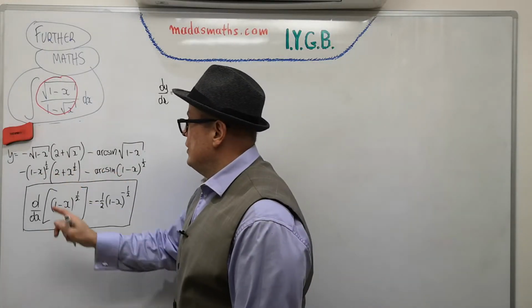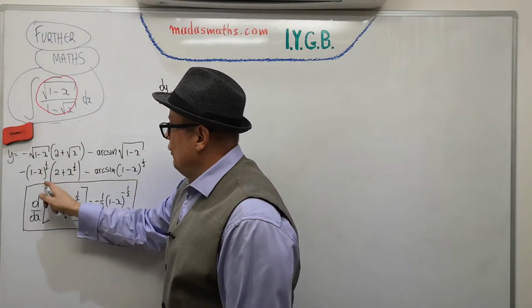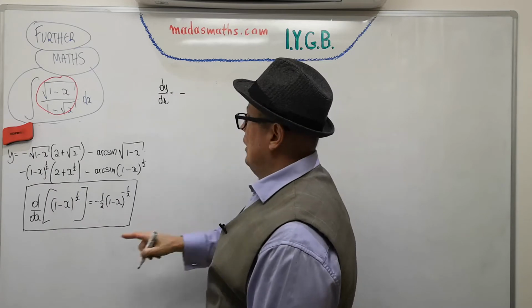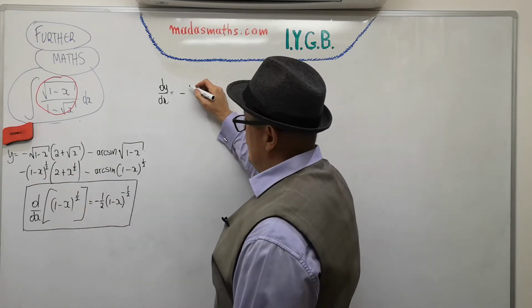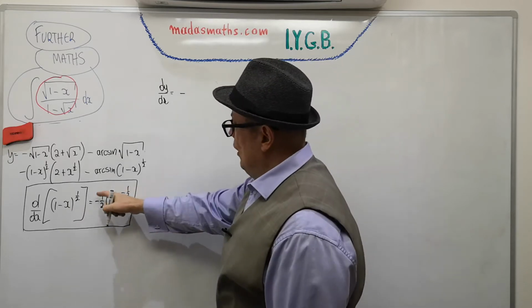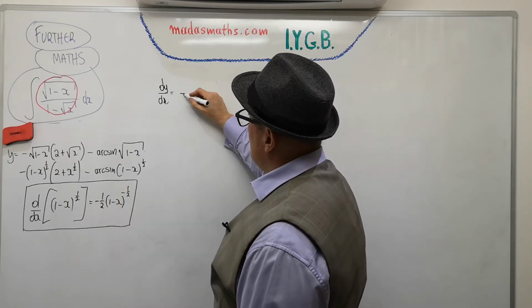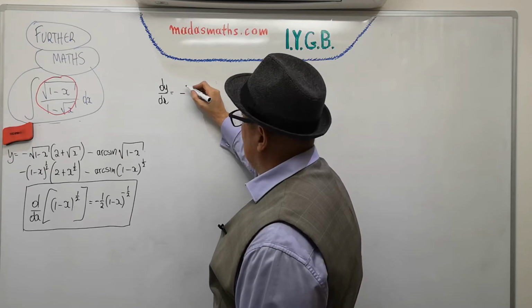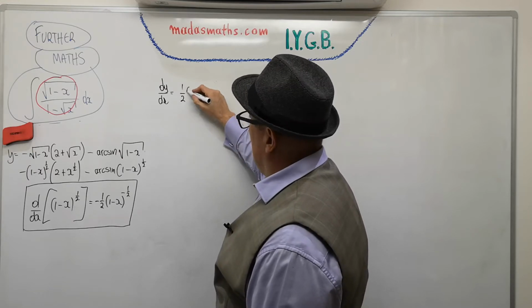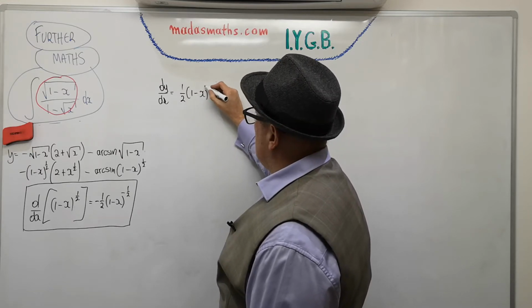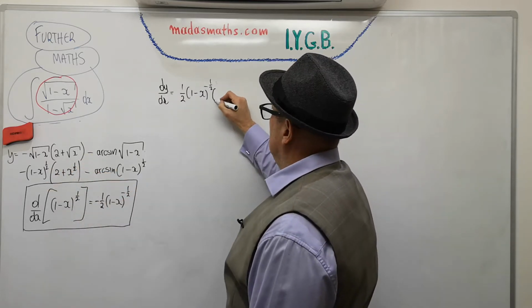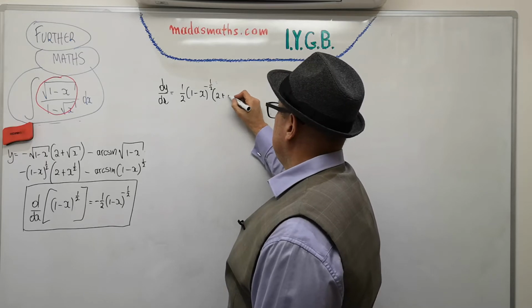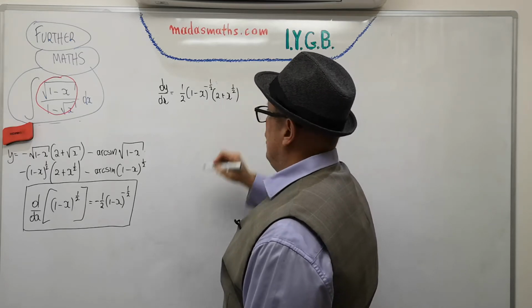So we're dealing with this product. The product of that, we have a minus, and if we differentiate the first term, which is this, we're going to get, of course, that quantity there. And because I got a minus, I'm going to switch into a plus, and I'm going to write a half, 1 minus x to the power of minus a half, times the second bracket untouched, 2 plus x to the half.